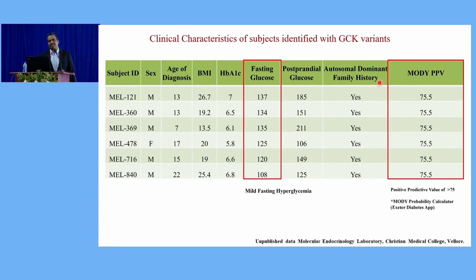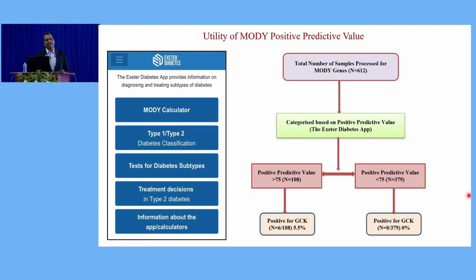So I'm just going to present data for GCK. If you look at the data here, there's something called positive predictive value. We were intrigued to see this because all those patients who were GCK positive had a probability score above 75. So we categorized them based on this, where we could generate this positive predictive value. This positive predictive value is generated using a MODY calculator. It is freely available and developed by the Exeter Diabetes Center, UK. You can enter the data and you get a score.